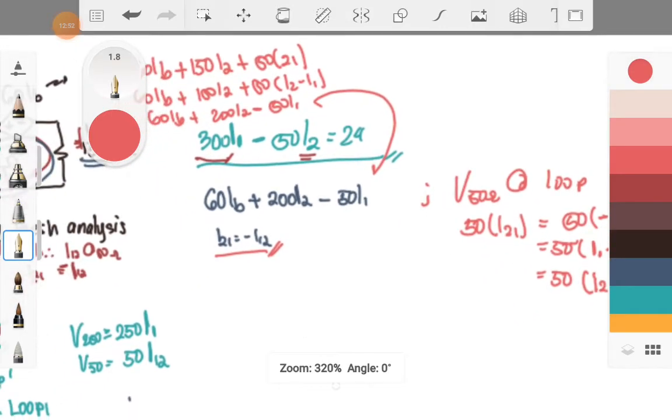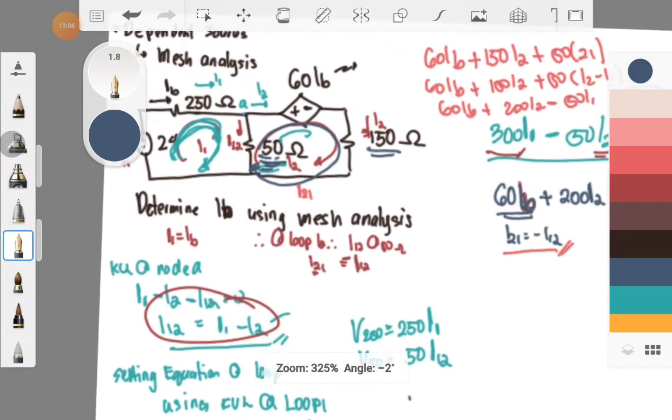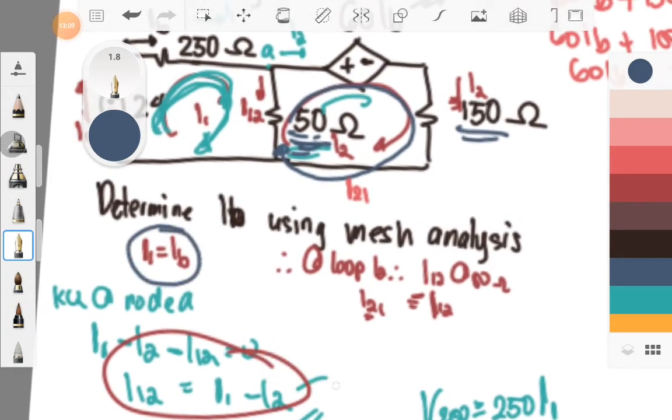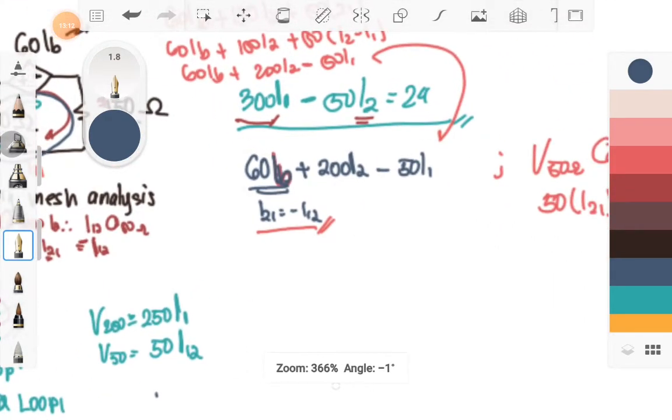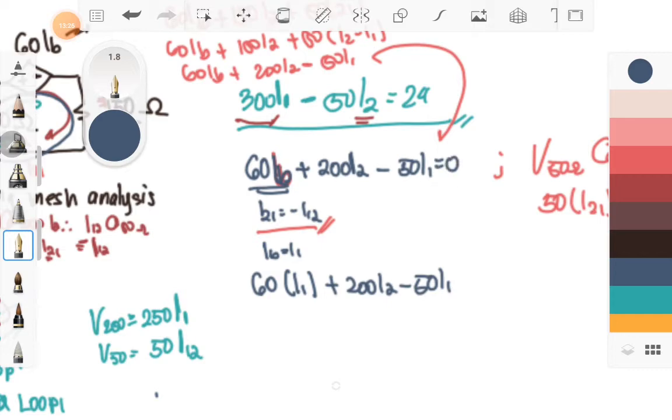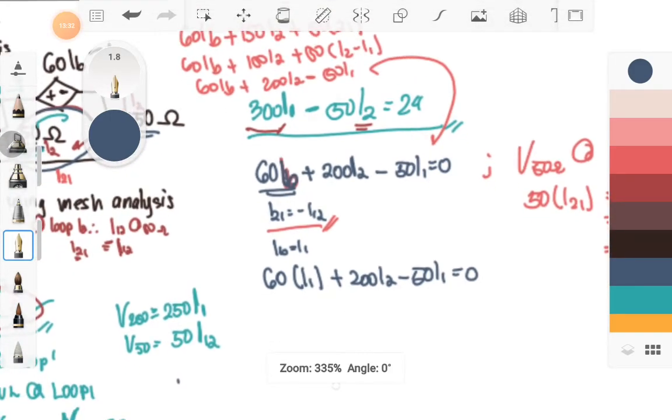Okay? So, ito yung second equation natin, but take note that we have a variable IB, which I have identified is equal to our I1. So since IB is equal to I1, I may say that it is equal to 60 multiplied by I1 plus 200 I2 minus 50 I1 is equal to 0. May 0 tayo dyan. So, we have this equation.